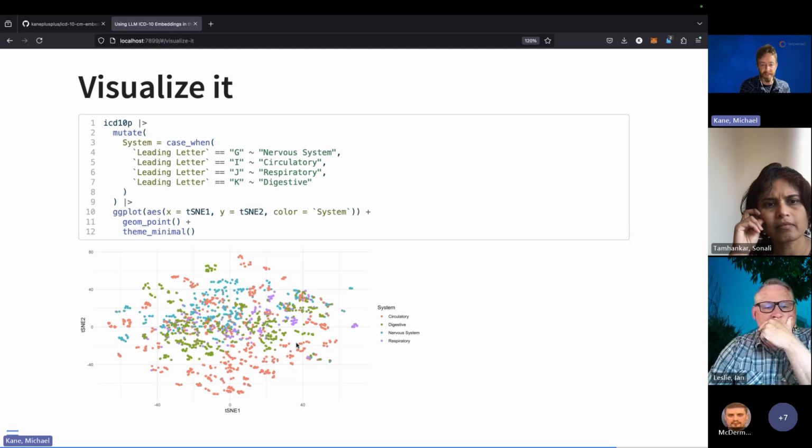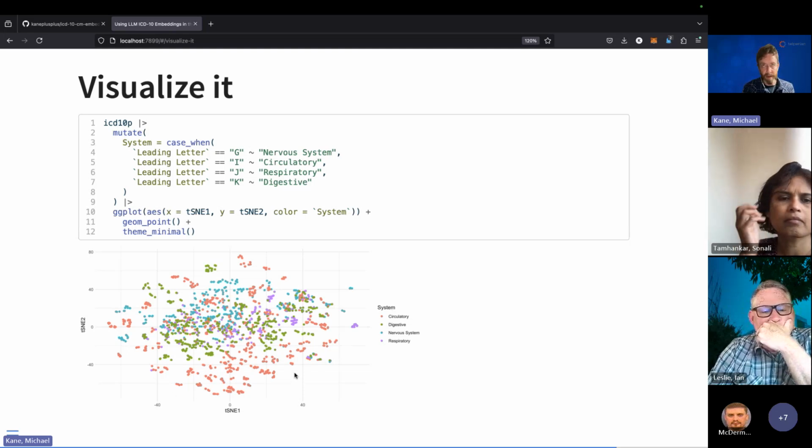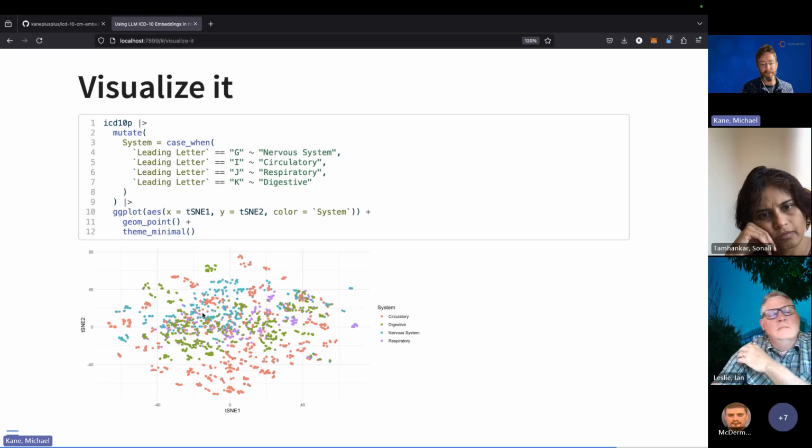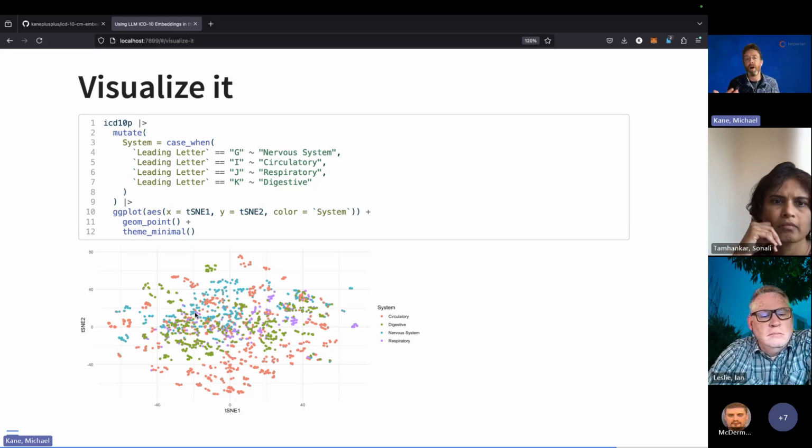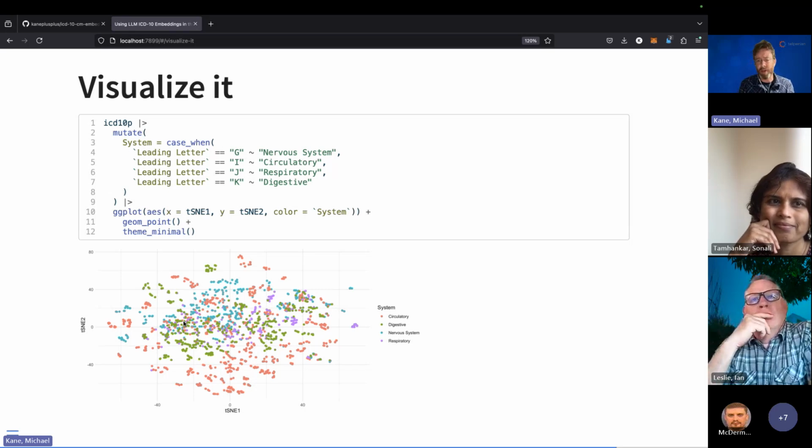So what this is telling us is that there are a lot of these circulatory diagnoses, especially down here, that are very different than the others. Where you get a lot of overlap is where the codes are more similar. The other thing to note is, again, this is still a high dimensional data set. So even though these are close, you may be able to distinguish them pretty well.